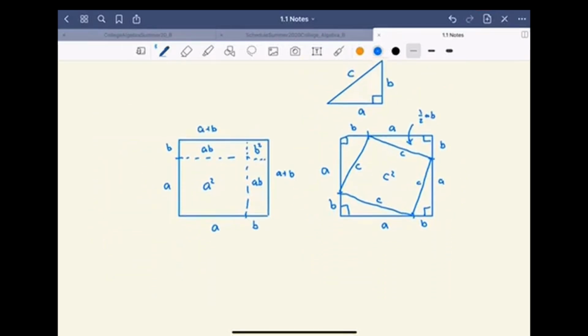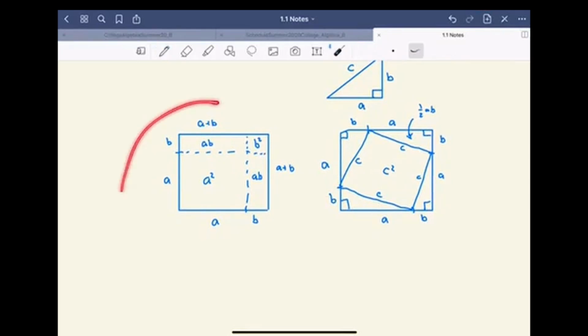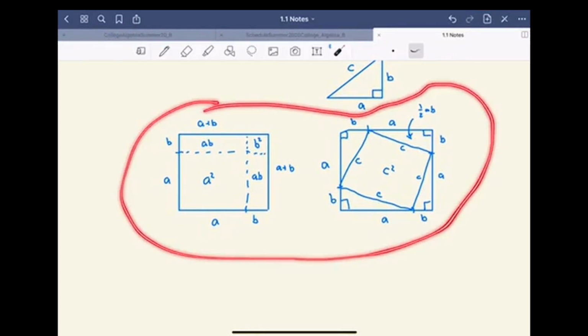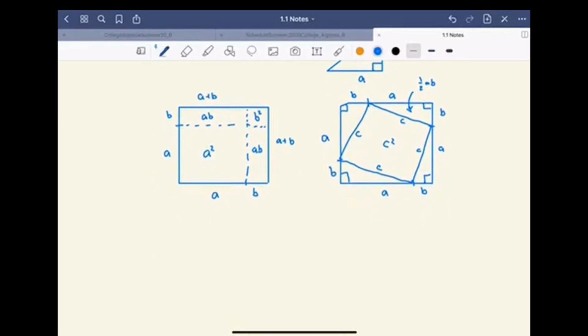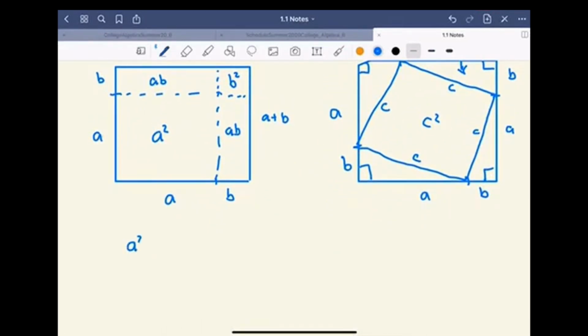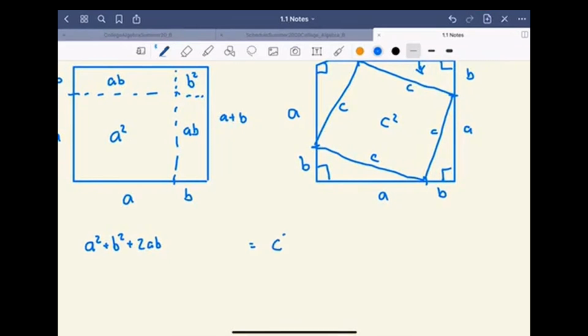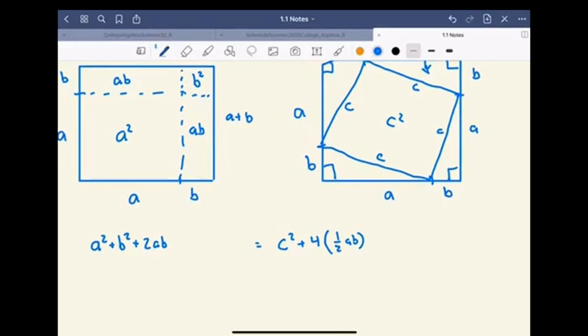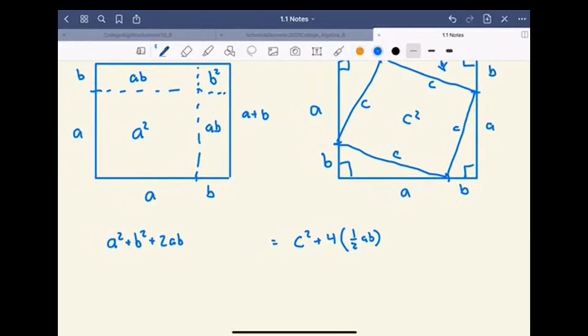Okay, so since we know that these two squares are the same, then we must have a squared plus b squared plus 2ab has to equal, on this side, c squared plus, there's 4 of these little triangles with 1/2 ab being their area. Well, these cancel, so we get a squared plus b squared equals c squared.